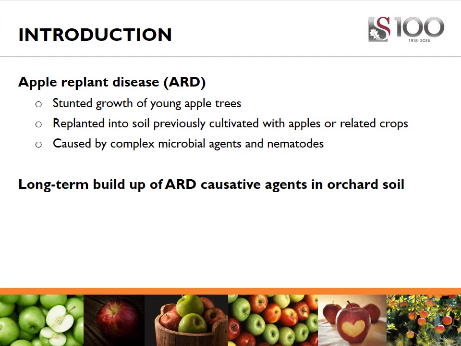Currently in South Africa, ARD can only be managed in replanted orchards using fumigation, which is unsustainable and costly. A possible preventative strategy is the use of organic amendments for the suppression of the pathogens. Compost and mulches can potentially be used to reduce the buildup of the ARD pathogens in apple orchard soils and ultimately reduce the ARD severity in subsequent replanted orchards.